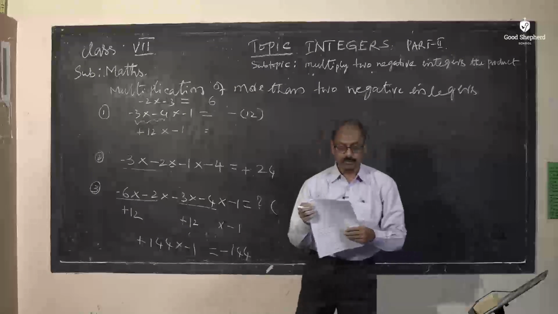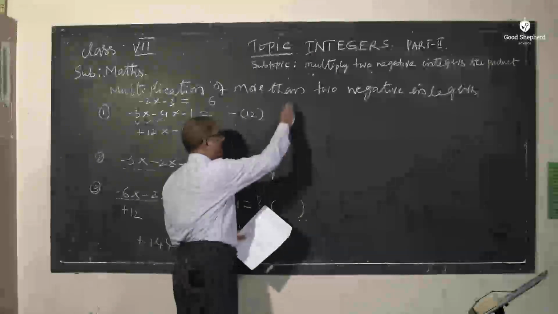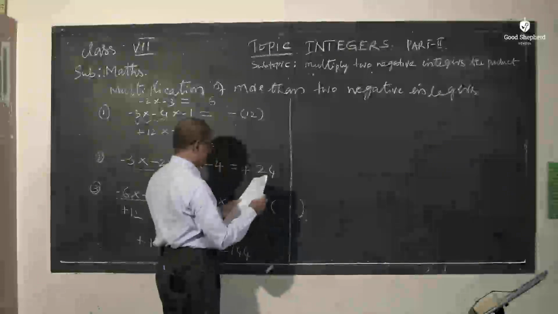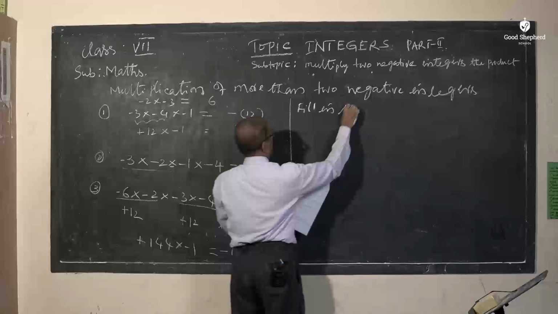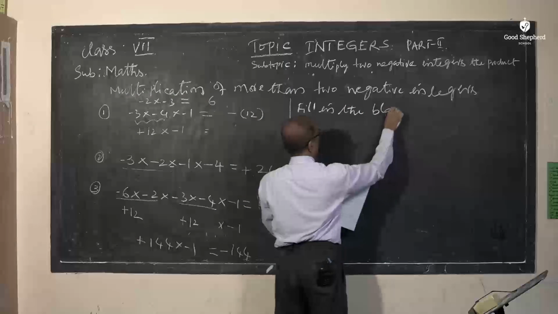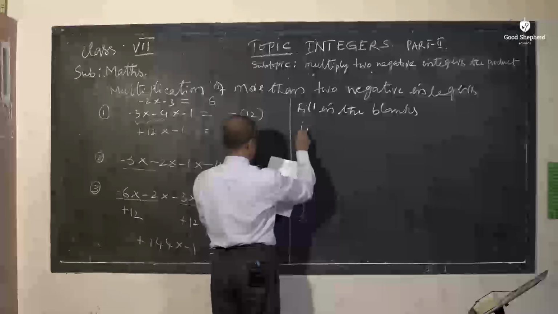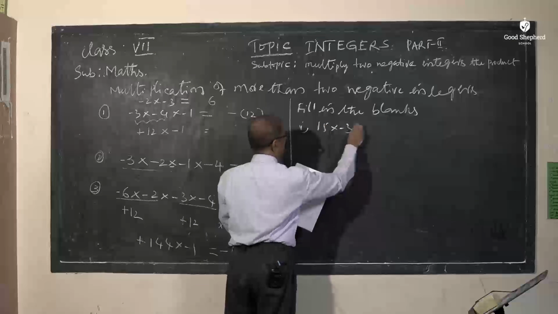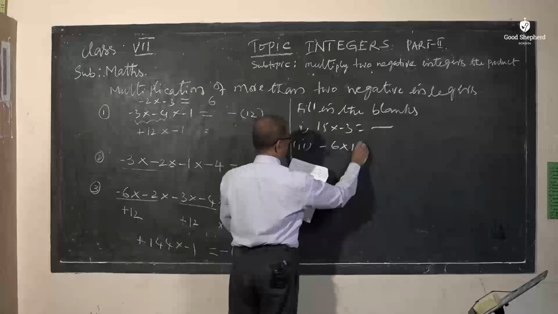Now I'll give some questions. They are for you, not for me. One, fill in the blanks. You try how we get it. Okay. I am asking fill in the blanks questions. Please, it is for you, not for me. Okay. First, I gave 15 into minus 3. Please let me know the answer. Number 2 is minus 6 into 100.